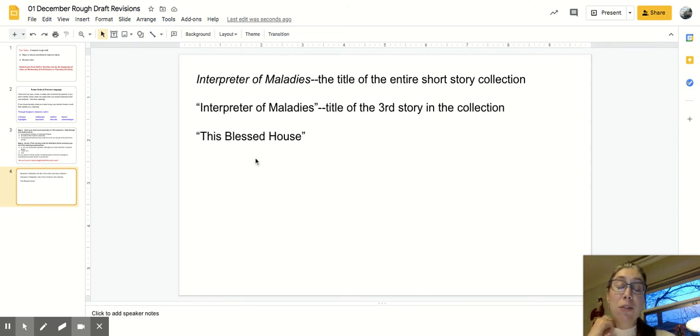So you will distinguish between those two, the entire book and the story, through the way you format the title. And then all the other short stories like This Blessed House, etc., would just be put in quotation marks.